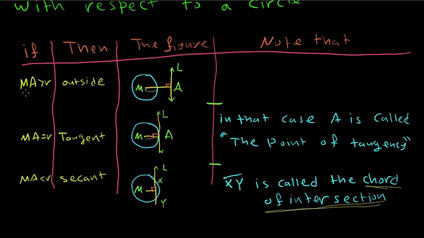So we will do a quick review. When MA is more than R, then the straight line will be outside the circle. When MA equals R, then the straight line will be a tangent, and the point A we call the point of tangency. When MA is less than R, then the straight line L will be a secant, and we call the line segment XY the chord of intersection.